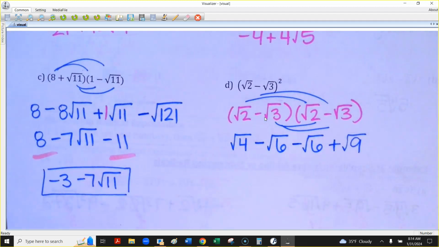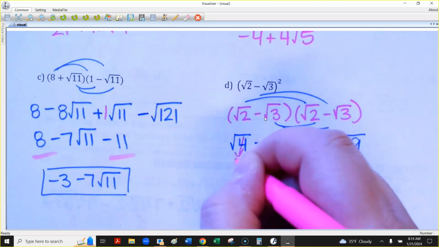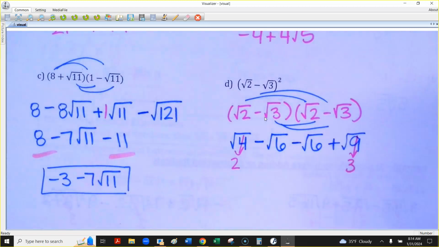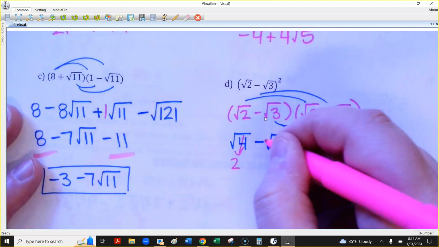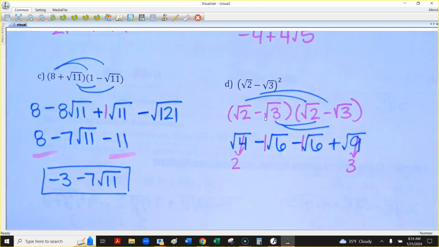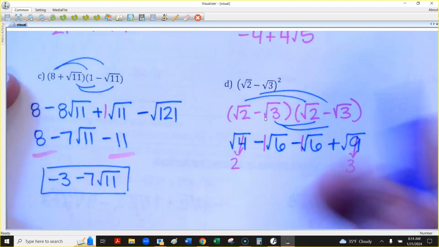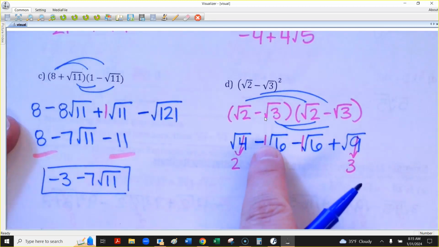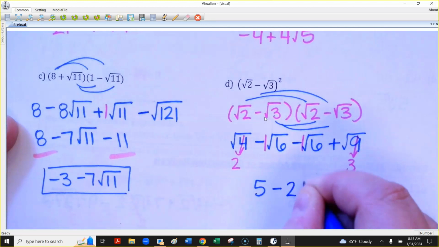All right, now, square root of 4 is 2. So that's that first term. Square root of 9 is 3. That's that last term. In between here, these do not cancel out. You have a negative 1 and another negative 1 in front of those root 6's. So with my plain numbers, we got 2 and 3. That's going to be 5. And then it's minus. You have negative 1 here, so it'd be negative 2 roots of 6.